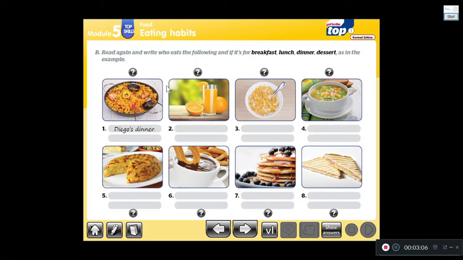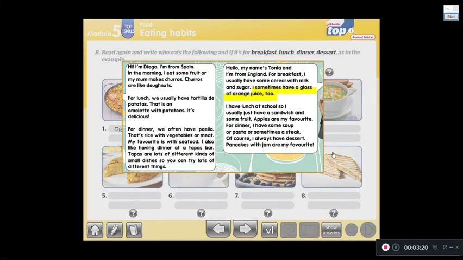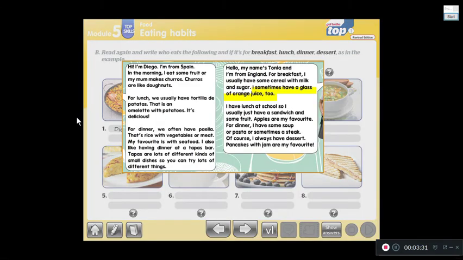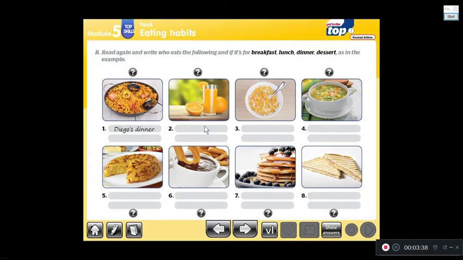Now, for number 2, ¿quién había mencionado al jugo de naranja? In this case, orange juice. ¿Quién hace mención? Let's try to remember. Okay, we have here Tonia. Tonia says, I sometimes have a glass of orange juice too. So in this opportunity, we're gonna have Tonia for breakfast. For breakfast, let's remember.